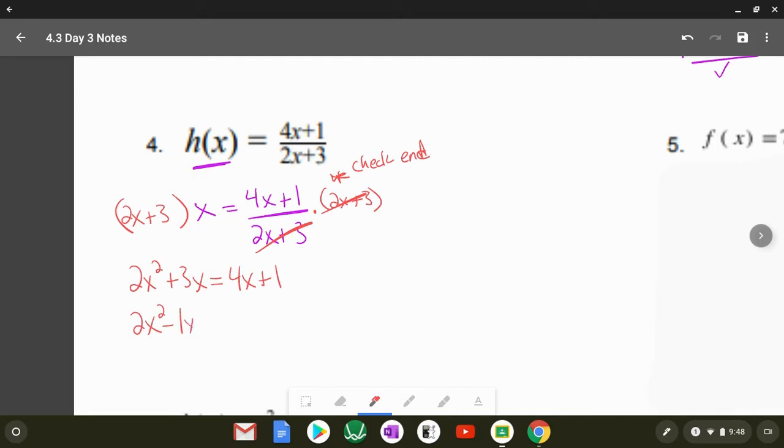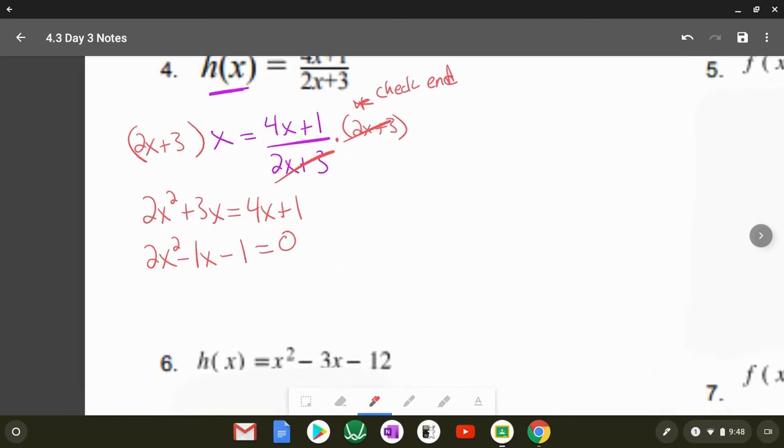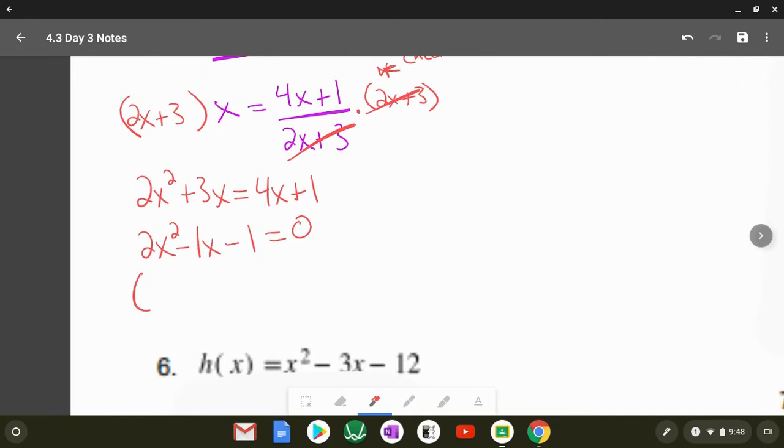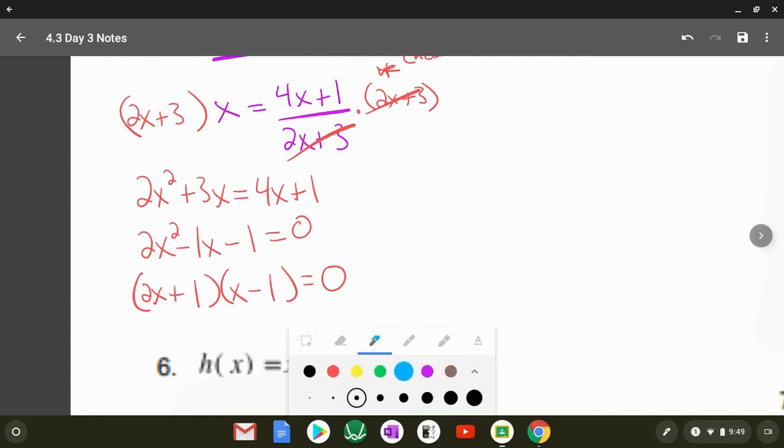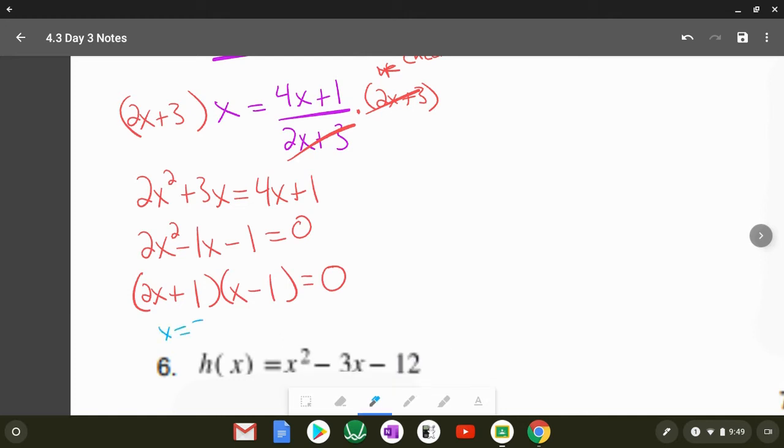2x squared minus 1x minus 1 equals 0. And now if we go to factor this, we have 2x and x. We have a 1 and a 1. And we have a negative and a positive. Okay. When we go to solve for these, we get x is equal to negative 1/2 and x is equal to 1.